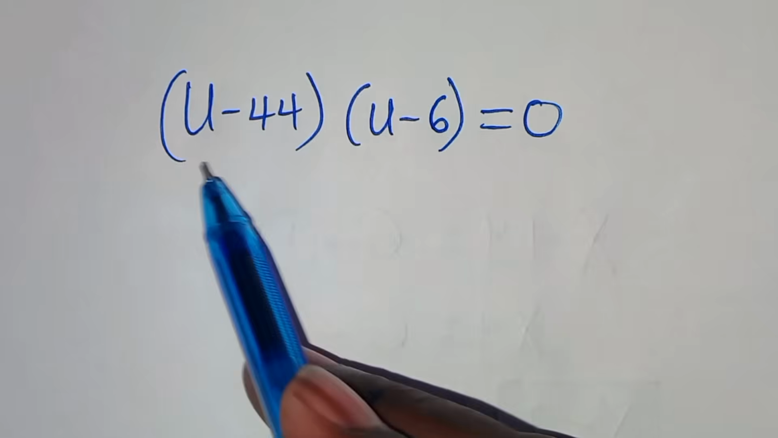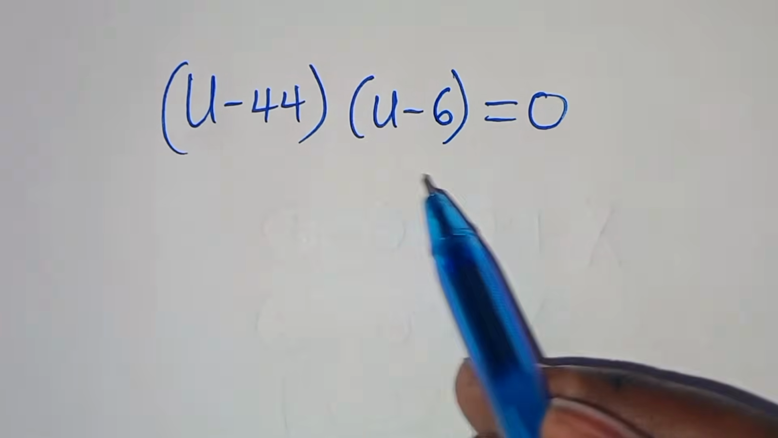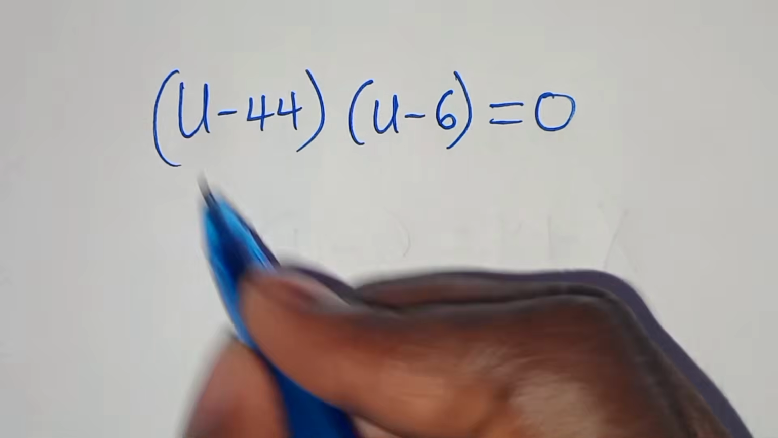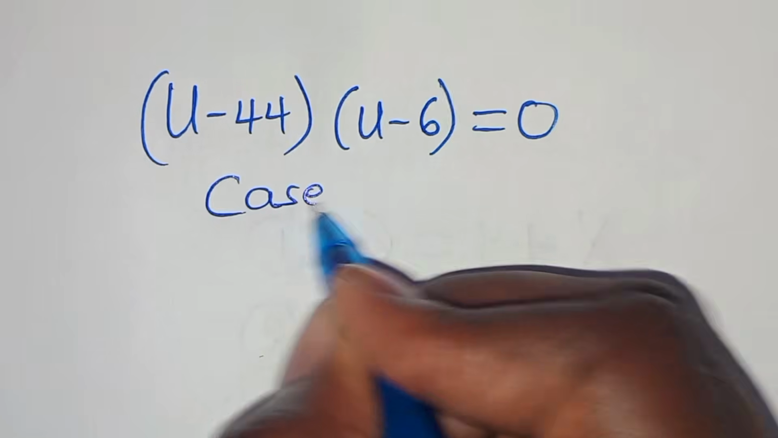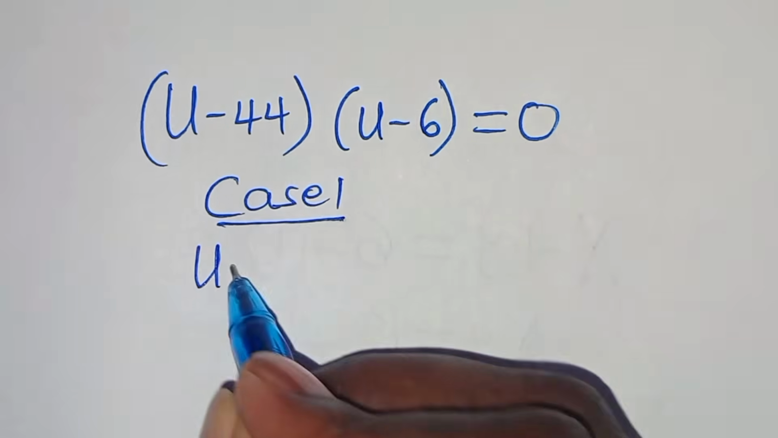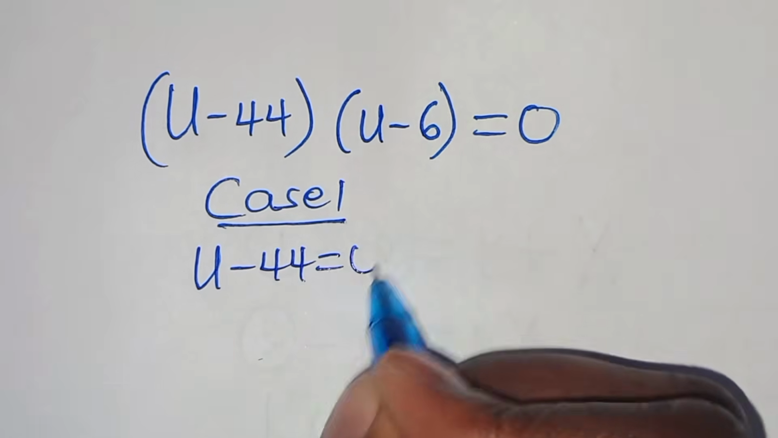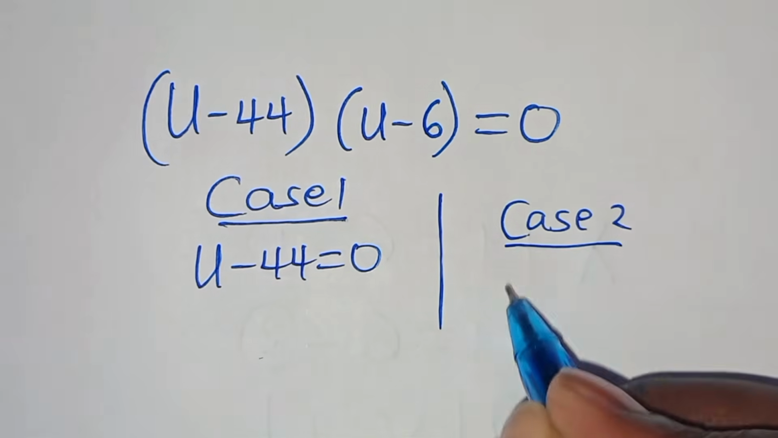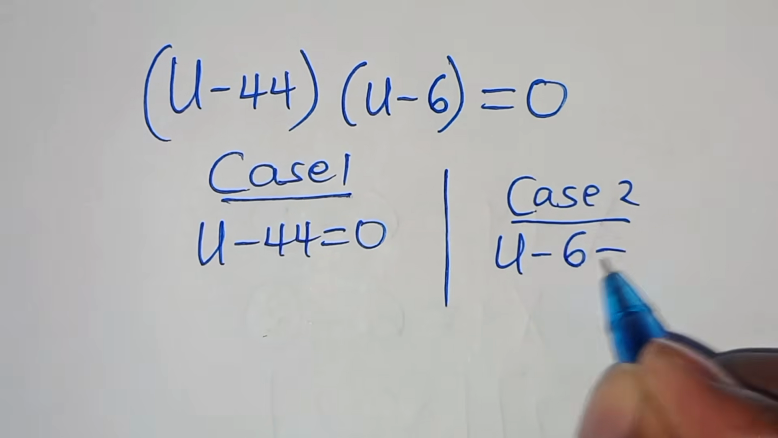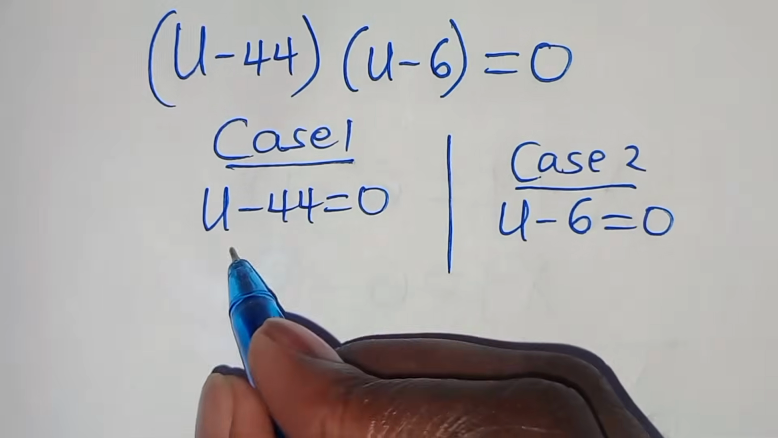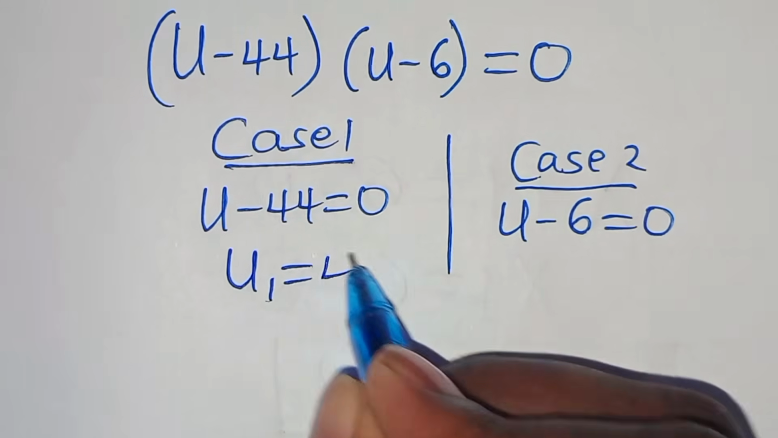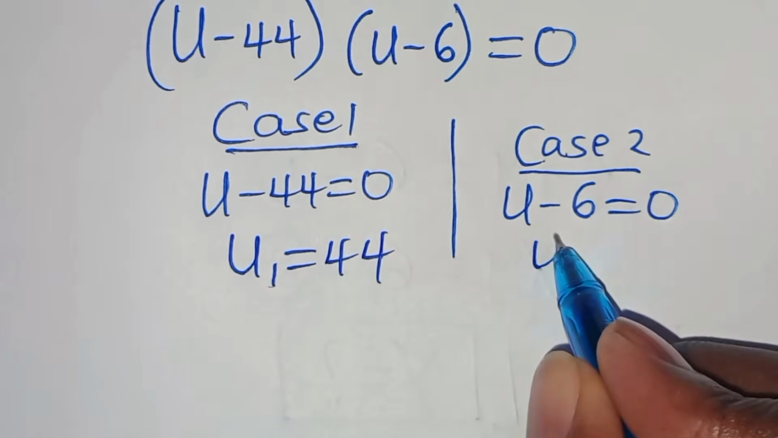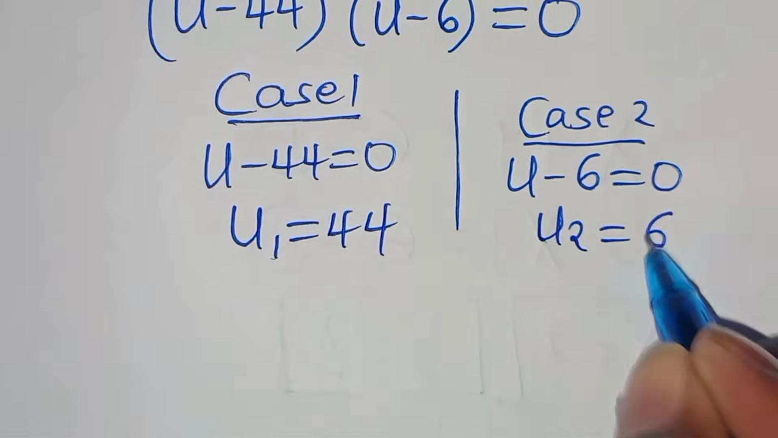Now we have got two cases here, u minus 44 and u minus 6, equal to 0. So in case 1, we have u minus 44 equal to 0. And in case 2 here, we have u subtract 6 equal to 0. So here we have u1 is equal to 44, and here we have u2 is equal to 6.